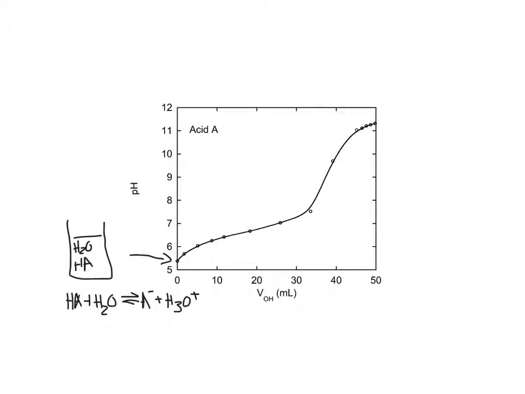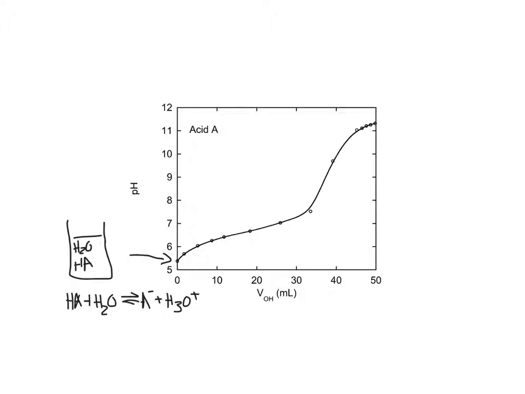The reason that this pH is below 7 is because we've made some H3O+ by dissociating some of our weak acid. So our beaker has mostly weak acid and water with a little bit of conjugate base and some H3O+, which accounts for the pH that's lower than 7.